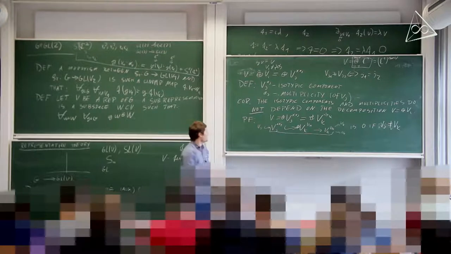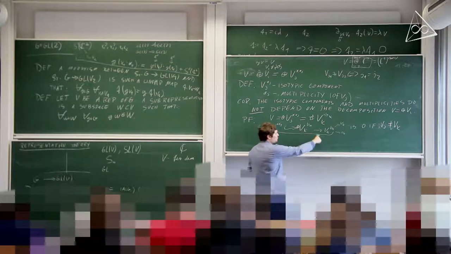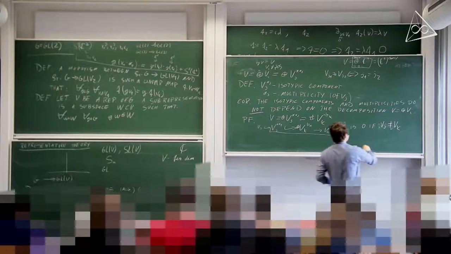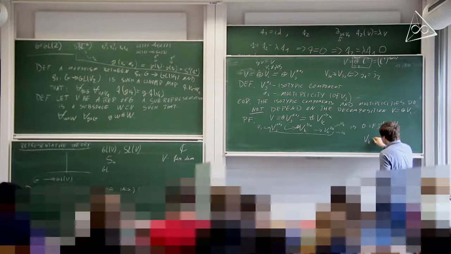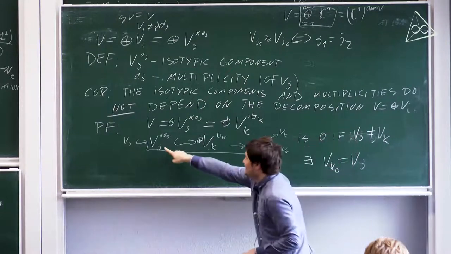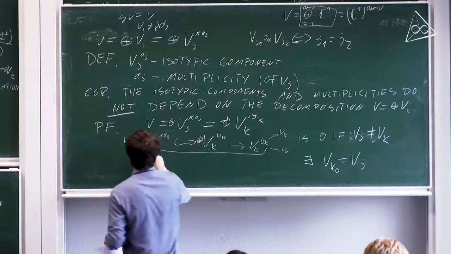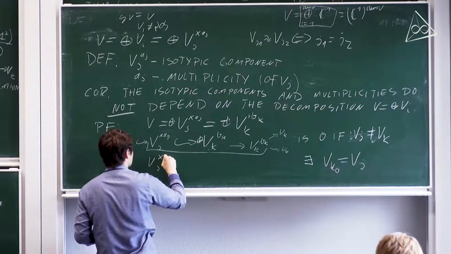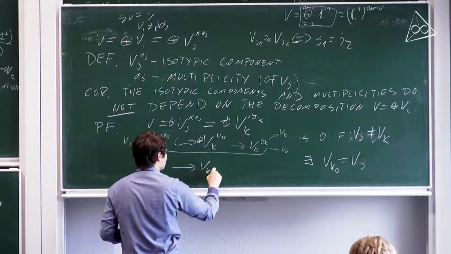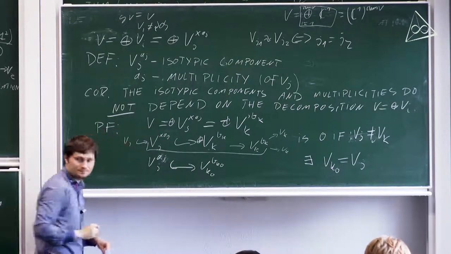Okay, so what does it mean? This is an injection that projects to zero on every k different than j. So it means that there has to exist a vk that is equal to vj. Let's call it vk0. Because this is an injection, it cannot be that all projections are zero. Yes? So it means that there is a map from aj, to vk0, to bk0. That is an injection.